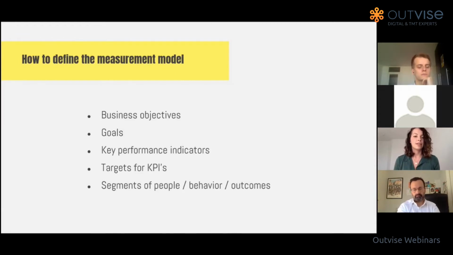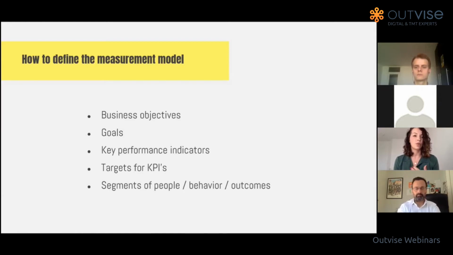And the last part is to define segments of people, behavior, and outcomes. You can always slice and dice those KPIs also from this point of view. So for example, you take a segment of people who are coming through the newsletter, or who are coming from your social media campaign to your website. Or for example, you did a product sale and there was a campaign and you're using a tracking code, and you just want to see how those people coming from this campaign perform on your KPIs.